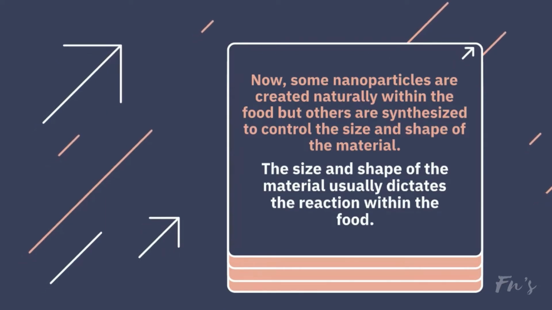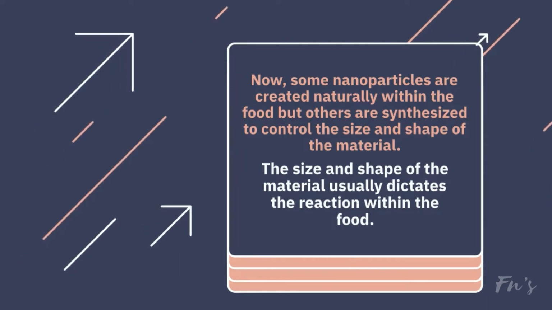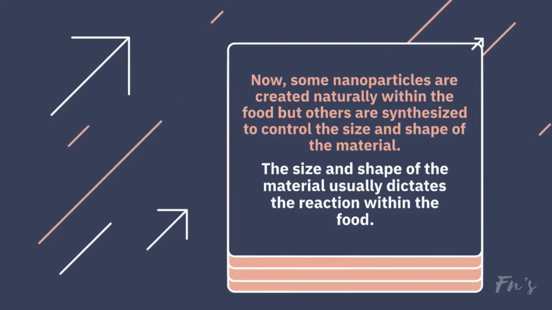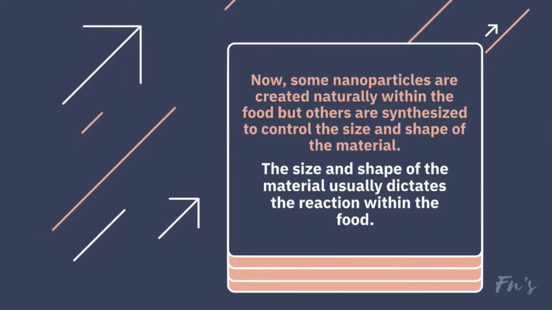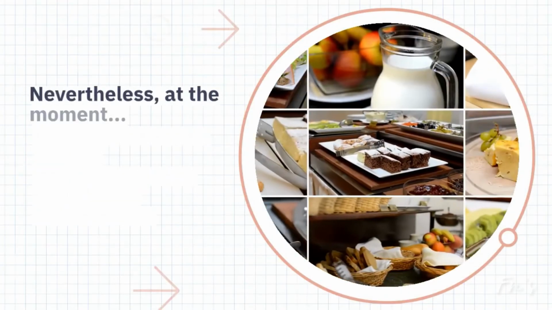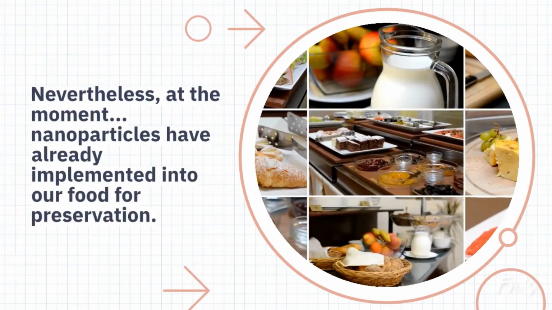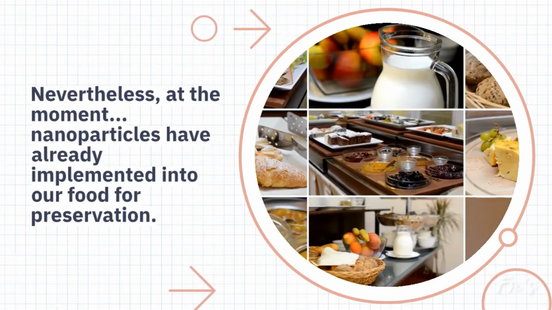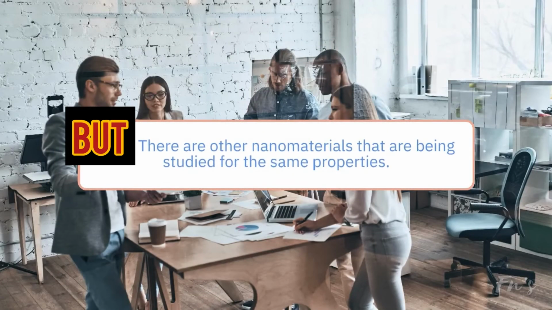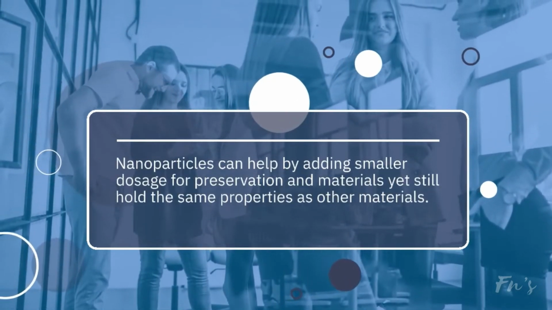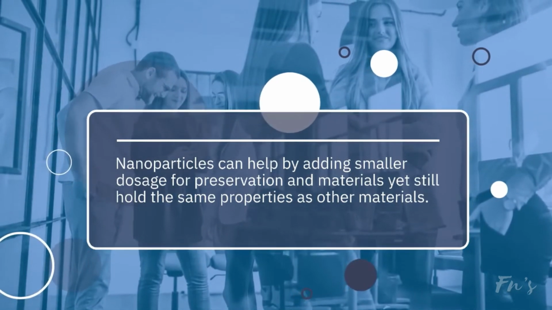Now, some nanoparticles are created naturally within the food. Others are synthesized to control the size and shape of the material. The size and shape of the material usually dictates the reaction within the food. Nevertheless, at the moment, nanoparticles have already been implemented into our food for preservation. But there are other nanomaterials that are being studied for the same properties. Nanoparticles can help by adding a smaller dosage for preservation and materials, yet still hold the same properties as other materials.